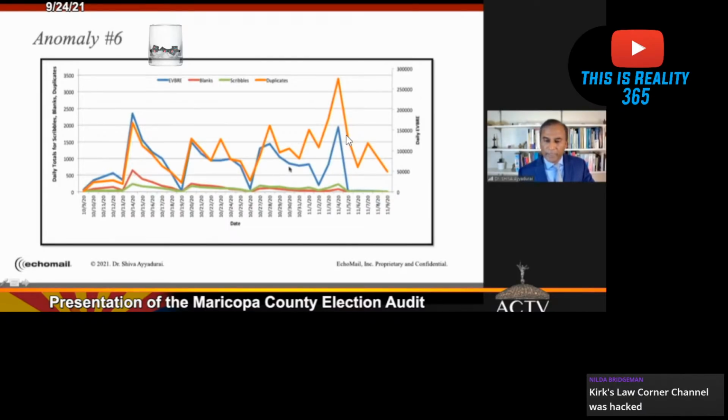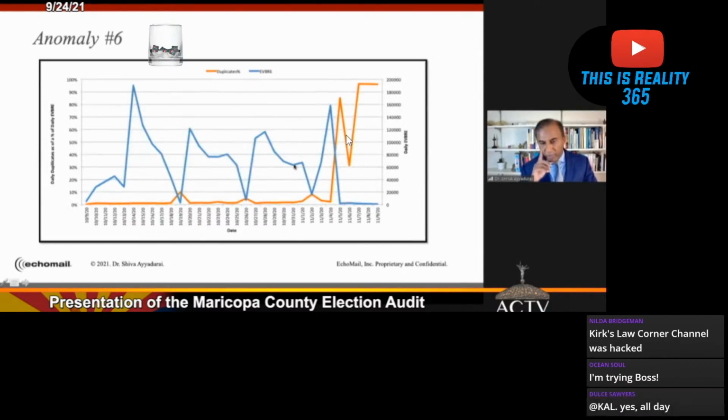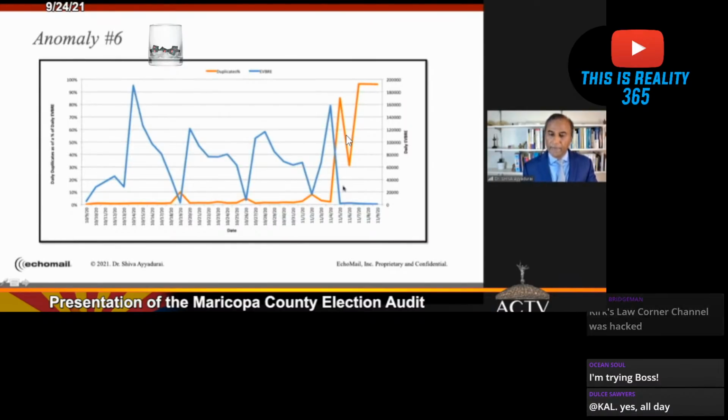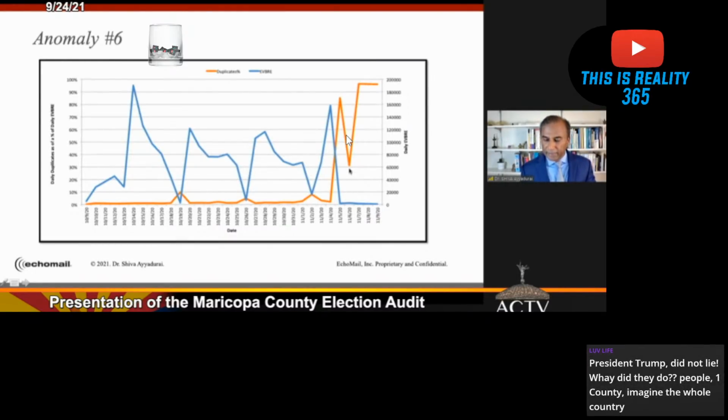So what we did was further analysis on the blanks, the duplicates, and the EVBs. And this is what's interesting. What we're plotting here is the duplicates as a function of the daily percentage of EVBs. Here's a signal, but what you see is suddenly what you may call a significant growth in percentage. In fact, on two of these days, 96% of the ballots that came in are duplicates. So there was a serious number of duplicates.